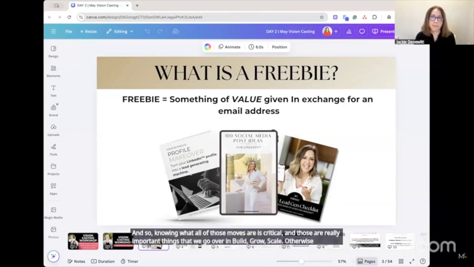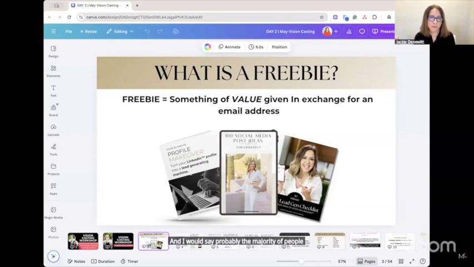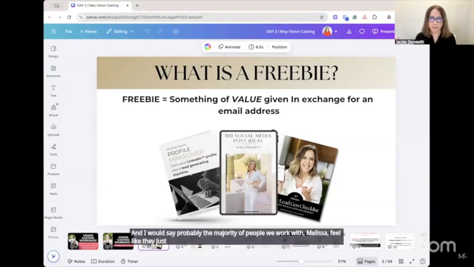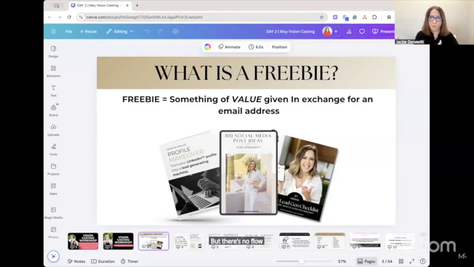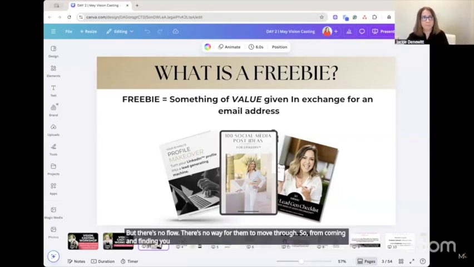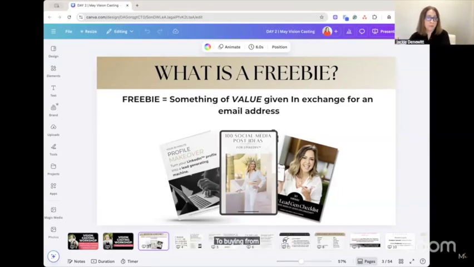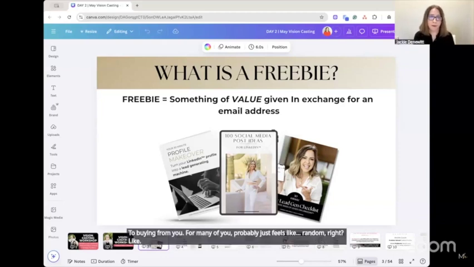Otherwise, how many of you feel like you just have all these random pieces? And I would say probably the majority of people we work with, Melissa, feel like they just have all these random pieces to their business, but there's no flow. There's no way for them to move through. So from coming and finding you to buying from you, for many of you probably just feels like random, right? Like, oh, cool, this person bought, or nobody's buying, or all of those things.